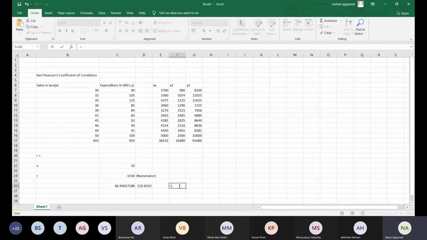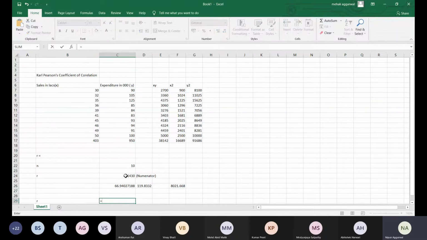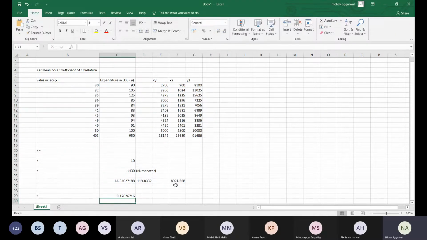So now the net denominator is this into this. So your r becomes numerator divided by denominator. So r is equal to this divided by this. So the r comes out to be minus 0.178.